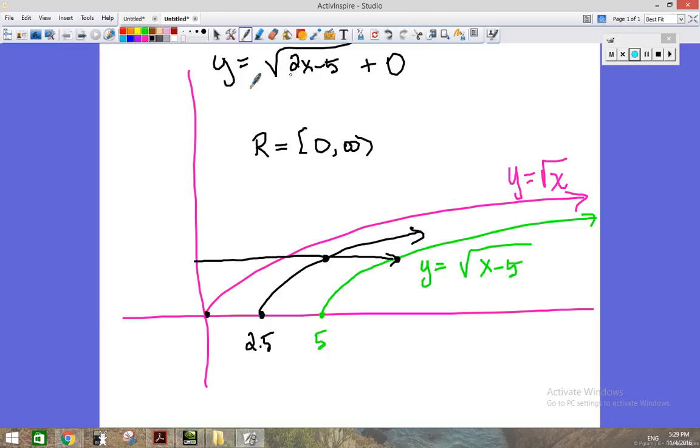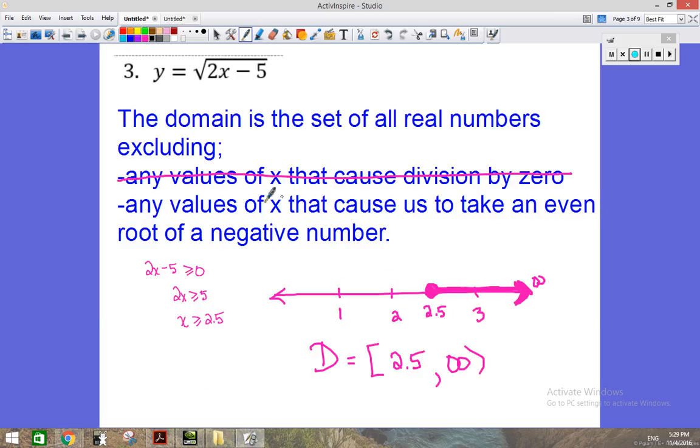All right, so let's go back and look. My range is from 0 to infinity. There's my domain and range for this problem number 3.